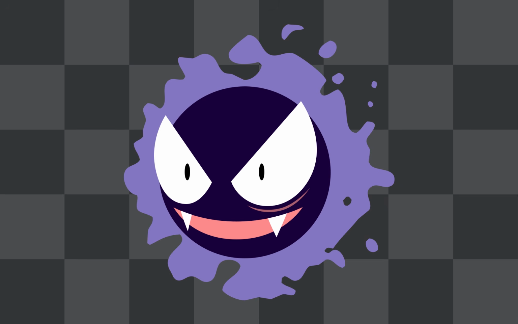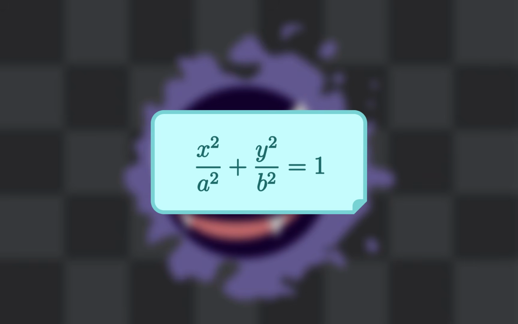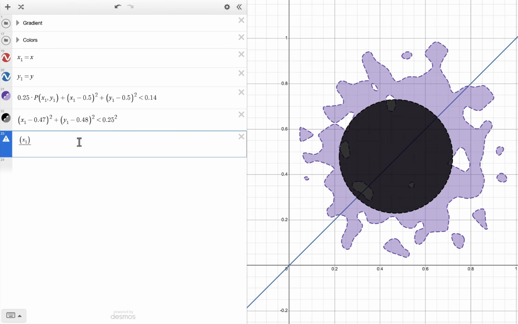Gastly's eyes can be described as circles cut in half. However, because they are drawn in perspective, it's more convenient to represent them using ellipses instead of circles. To define an ellipse, we can use the following equation. In Desmos, this equation will look like this.